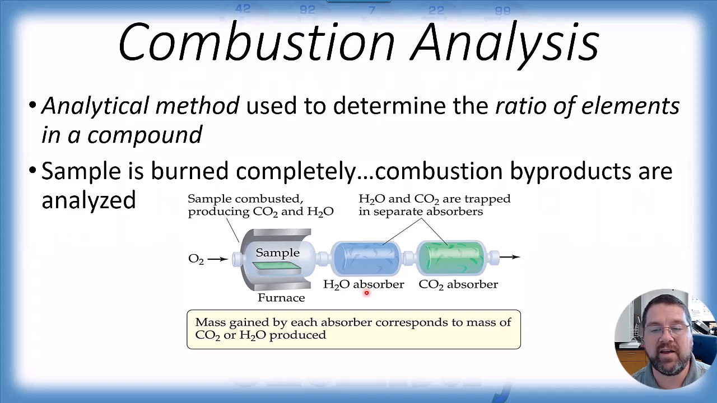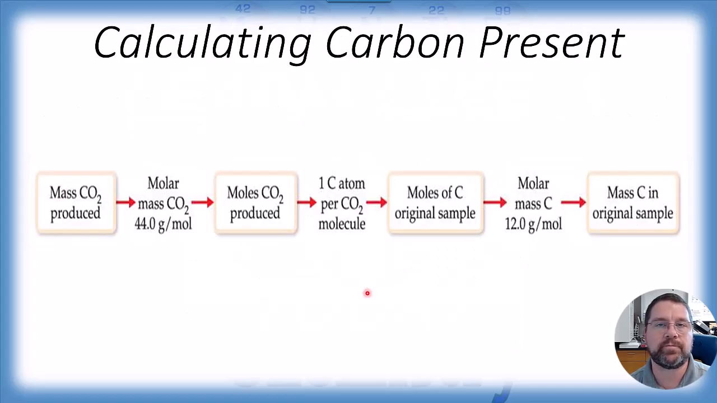So what you get is the mass of water that was produced and the mass of carbon dioxide that was produced. Then we can use stoichiometry to figure out how much carbon and how much hydrogen was present. We can even use this when we have organic compounds or hydrocarbons that have other elements like oxygen or nitrogen in them. So let's take a look at some of those examples.